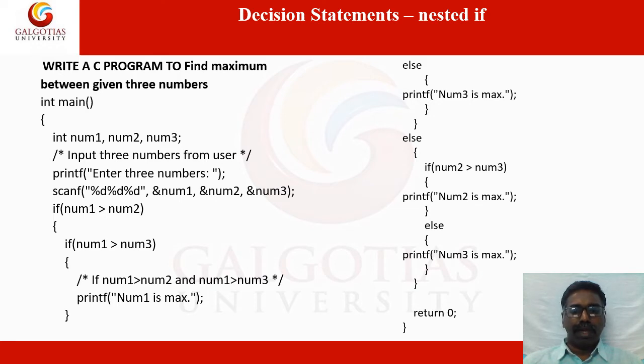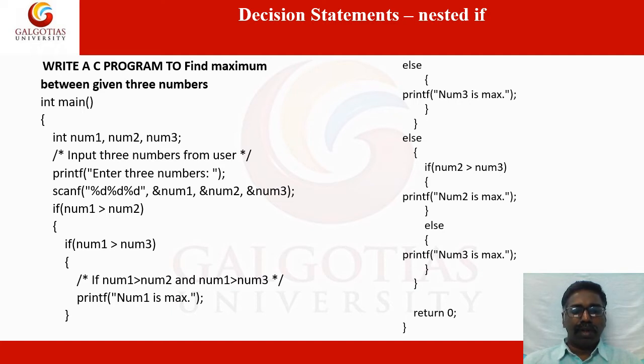As per our need, we can declare any names: a, b, c, a1, b1, c1, like that. Any variable name we can give. For our convenience, I am giving num1, num2, num3. Now we ask the user to enter the three numbers, and then we read those values num1, num2, num3 also. So all three values are read from the user.